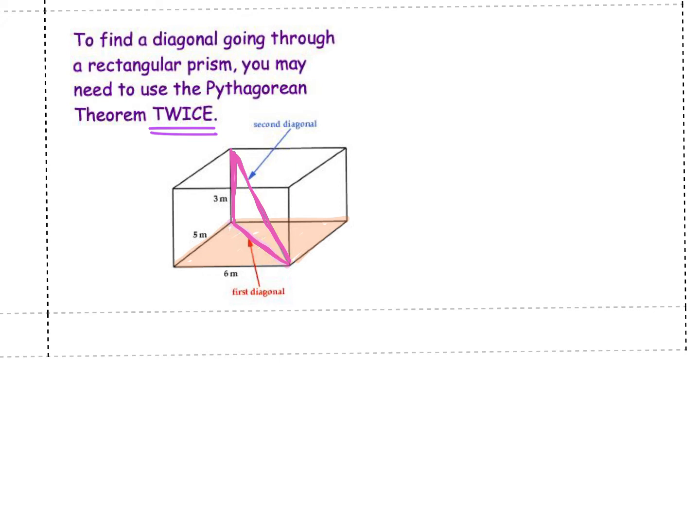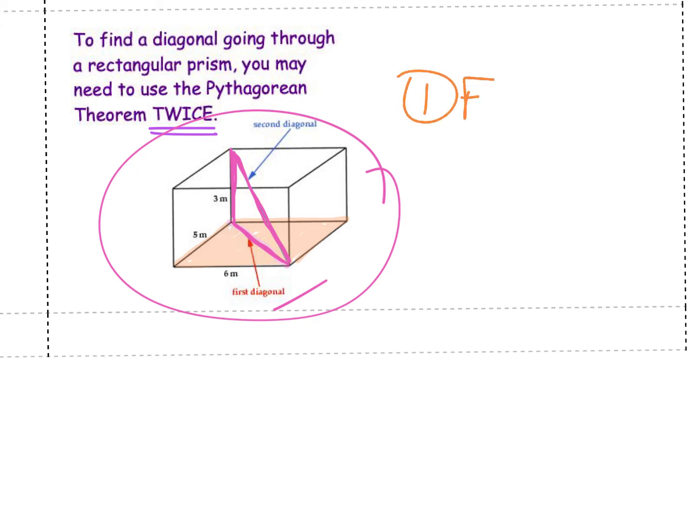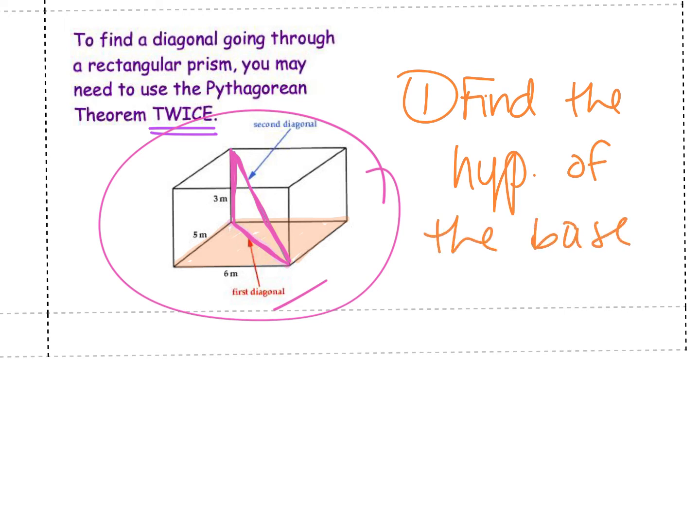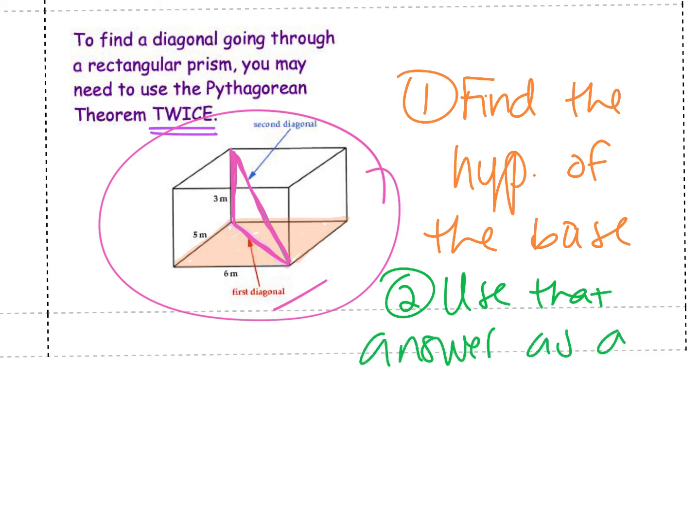And so it gets a little confusing, but the more we practice, the more it makes sense. So we start finding the base. So you find first, find the hypotenuse of the base. And then we're going to leave that in the square root form, because then we're going to take number 2 and we're going to use that answer as a leg for round 2. So we're going to do 2 rounds with the Pythagorean theorem, and our first answer then turns into a leg. So it starts as a hypotenuse and it turns into a leg.